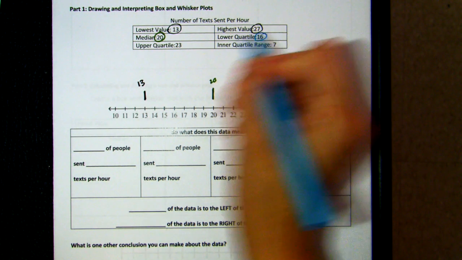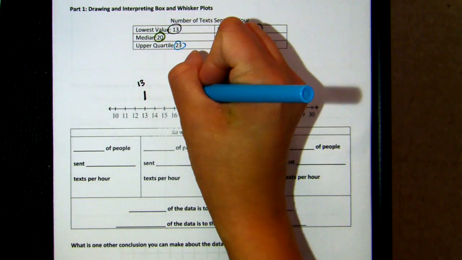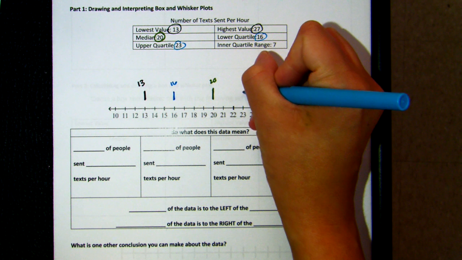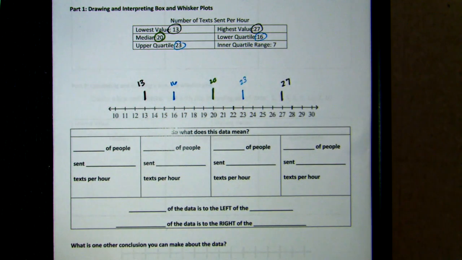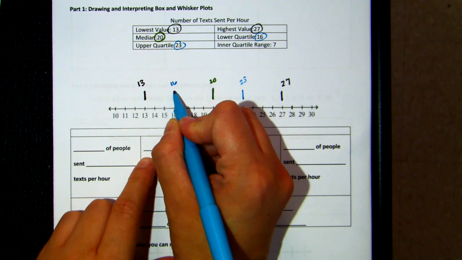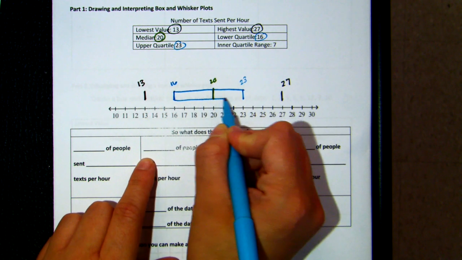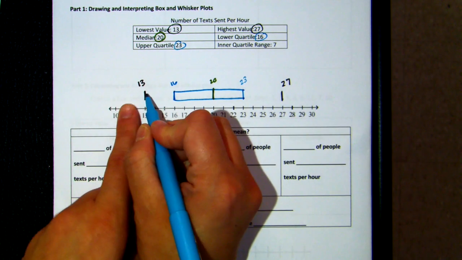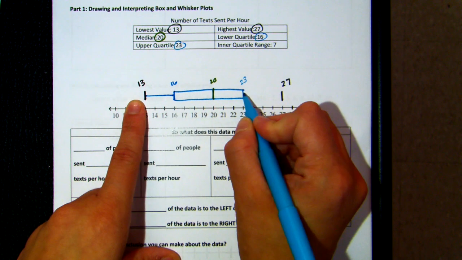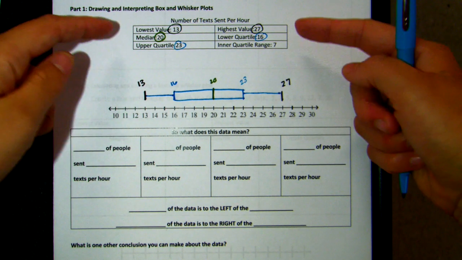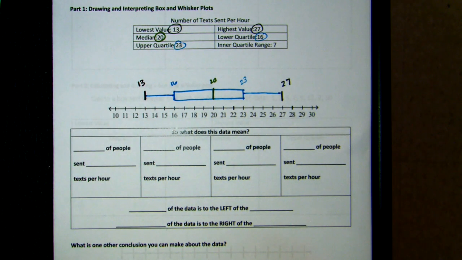Then I look at my lower quartile and upper quartile, and I draw a line above my lower quartile at 16 and my upper quartile at 23. Now I've got all the pieces of the box and whisker plot marked. Now what I need to do is draw the box and the whisker part. The box connects the lower quartile to the upper quartile, and the whiskers connect the lowest value to the box and the highest value to the box. So that is my plot drawn, taken from the data to drawing it onto the number line.